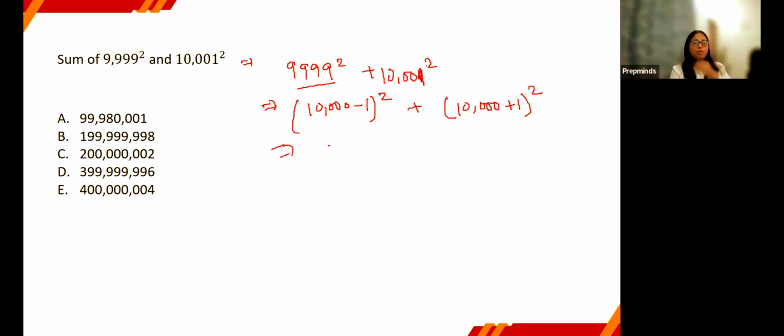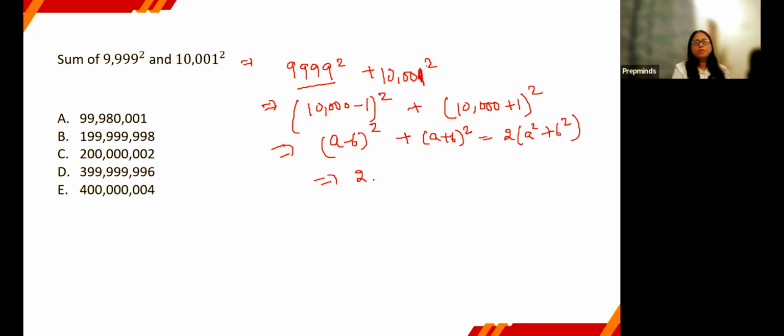So basically what we are doing here, we are adding the identities (a minus b) whole square plus (a plus b) whole square, which will give us 2 times of a square plus b square. So which is equal to 2 times of 10,000 square plus 1. So what will be the answer? C will be the answer, right?